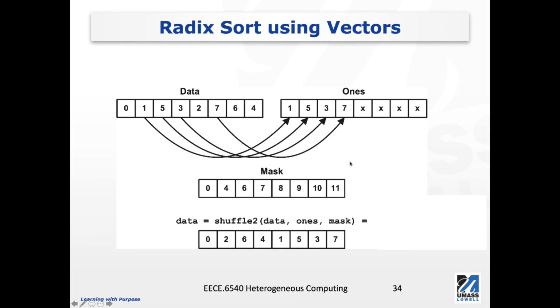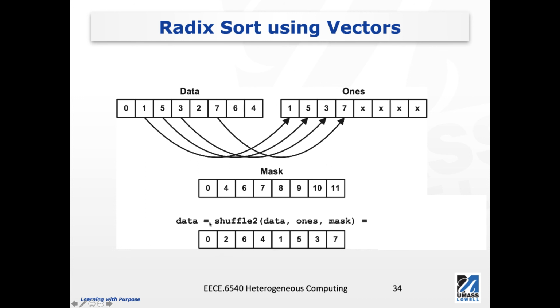Now, you may wonder, why am I doing this? It turns out that if we can build such a mask, we can then use a shuffle function to retrieve the values from the original vector and this new vector and build a new vector. So in this example, let's say we have these values in this mask vector: 0, 4, 6, 7, 8, 9, 10, 11, and these are the input vectors.